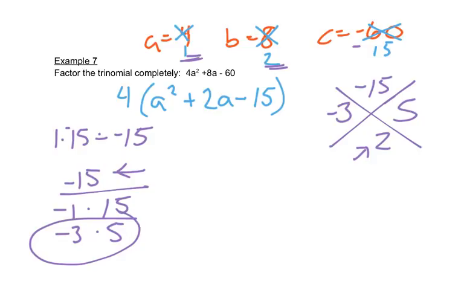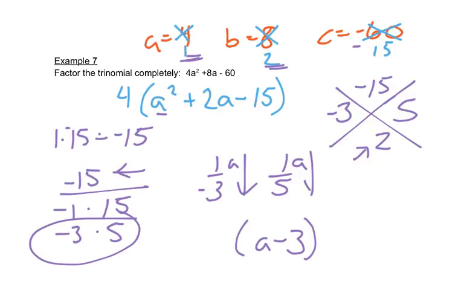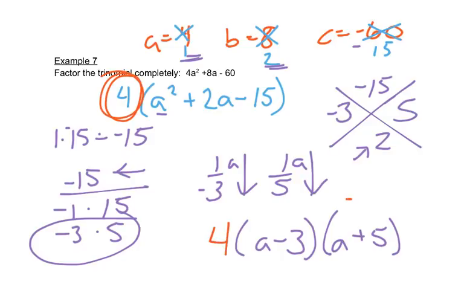So I'll take my new A and I put it on top. 1 over negative 3 and 1 over 5. This is a squared, so I really have an a in both places here. I can read straight down. So 1a, or a, minus 3. And 1a, or a, plus 5. And I remember I had this 4 out in front, so I still have to have this 4 out in front down here.